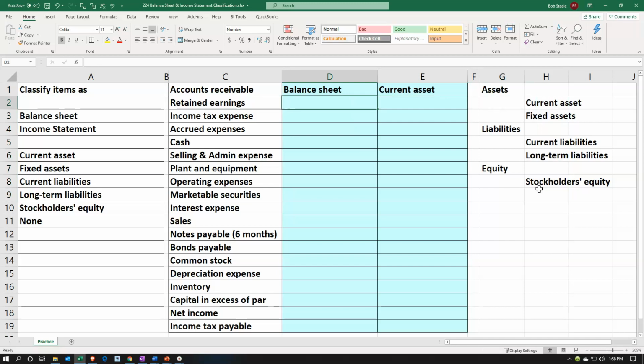Then we've got the retained earnings. The retained earnings is going to be an equity section of the balance sheet because that represents what the net income is going to roll into. It's the earnings that have been retained that we're going to reflect as of a point in time on the balance sheet accounts. So that's going to be a balance sheet account. And then we're going to say that it's going to be within the equity section.